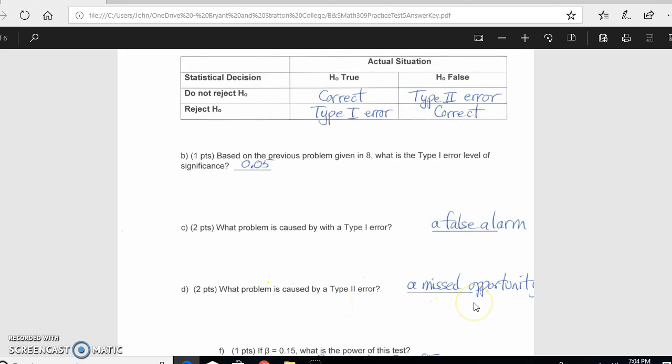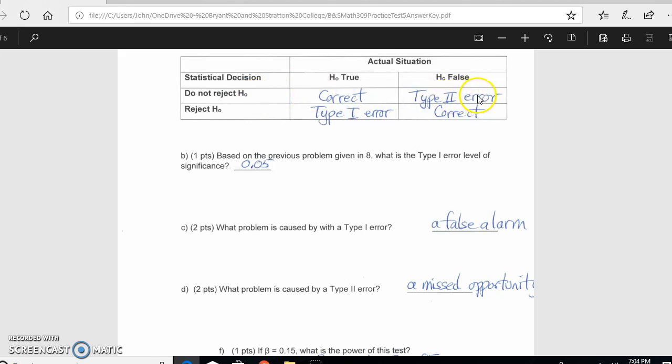And then for letter D, the question is, what problem is caused by a type 2 error? And the answer is a missed opportunity. In the example with the light bulbs, if we made a type 2 error, the null hypothesis would be false. And that would mean that the mean life of the light bulbs is no longer 7,500, it has changed, but we have not rejected the null hypothesis.